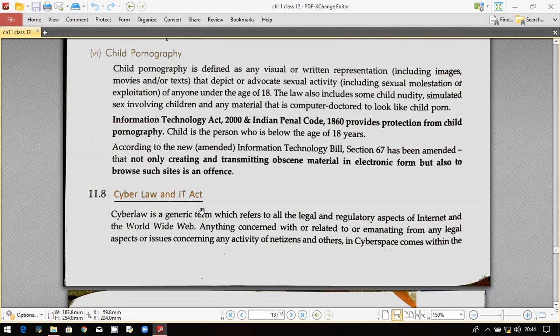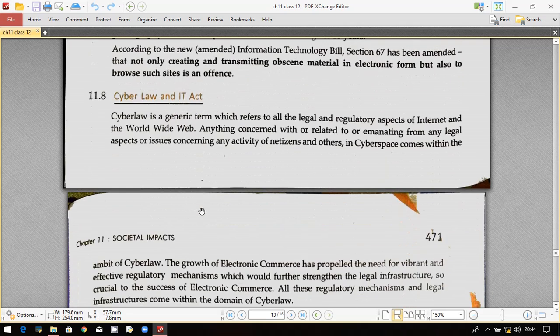Now let's discuss the Cyber Law and IT Act. Cyber law is a generic term which refers to all legal and regulatory aspects of the internet and the World Wide Web. Obviously, when you are talking about the internet, certain people use unconventional methods of hacking into your systems. So there should be certain laws and acts which protect the people using the internet, along with punishments and rules or protocols to be followed over the internet. That comes under the cyber law and IT Act.